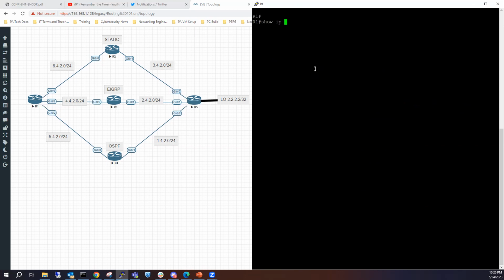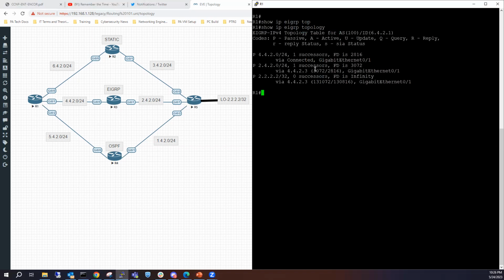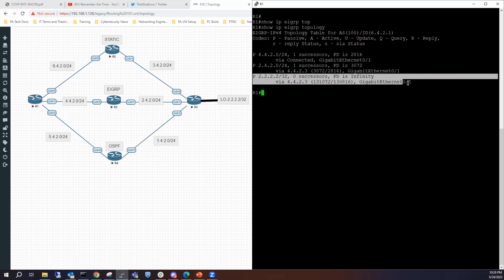This is just for funsies. We're going to look at the EIGRP topology table. What it's going to do is show me all of the routes that it knows about. See that? So it knows how to get there using EIGRP.